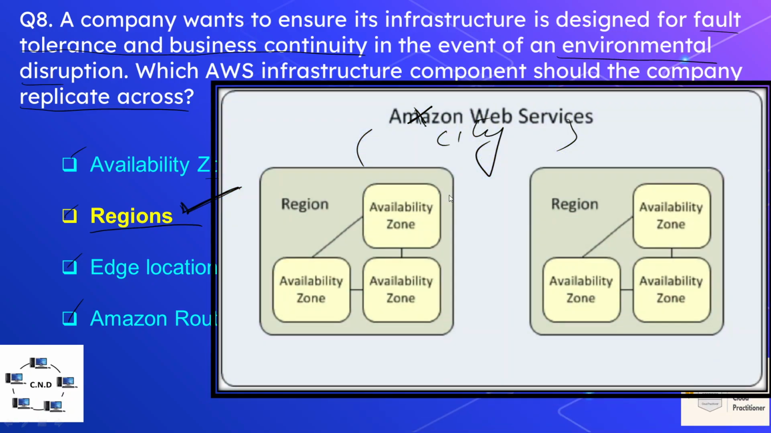And here, this is the visual of the availability zones in the region. So the availability zones are basically inside the same region. And if the region is impacted by the environmental disruption, then maybe all the availability zones are impacted. While the regions themselves are far away. So if one region as a whole is impacted, the services can be made available from the other region.